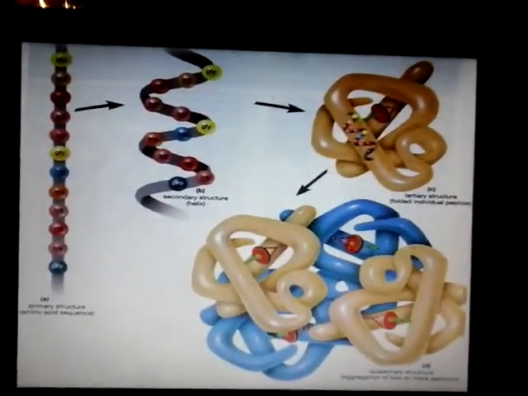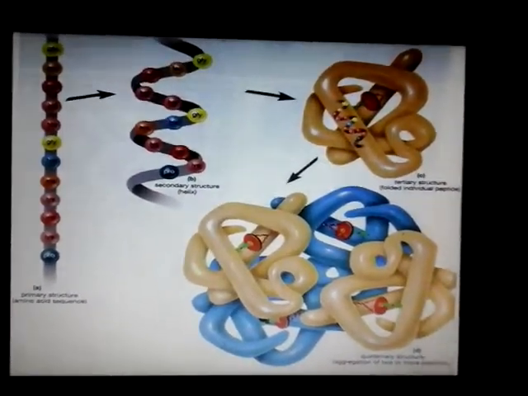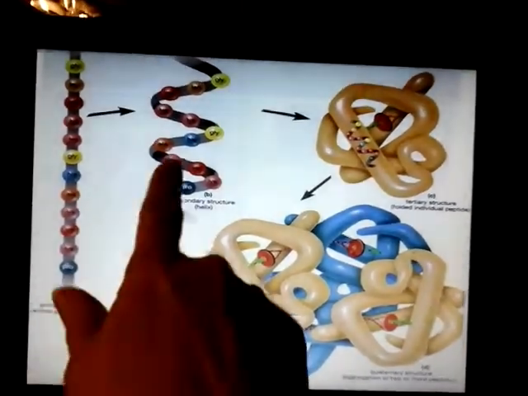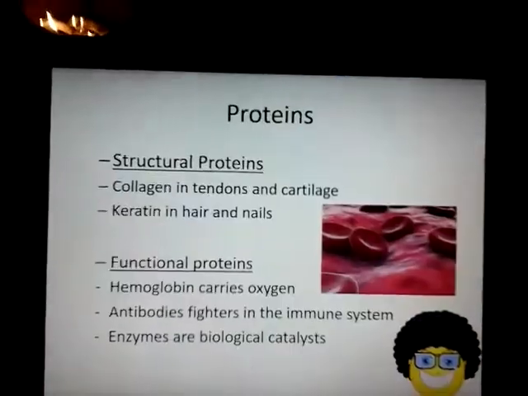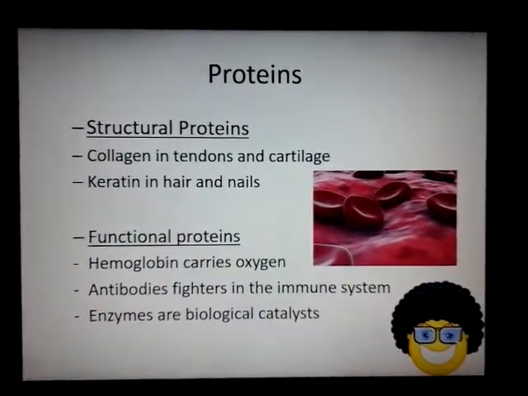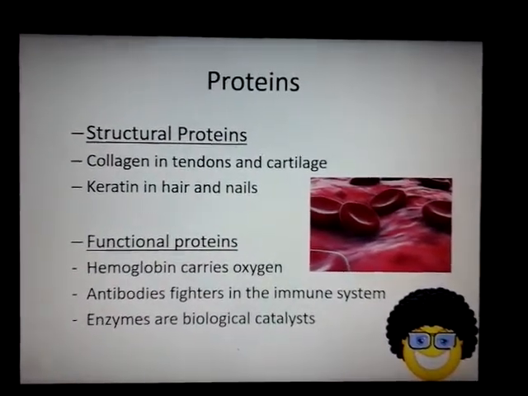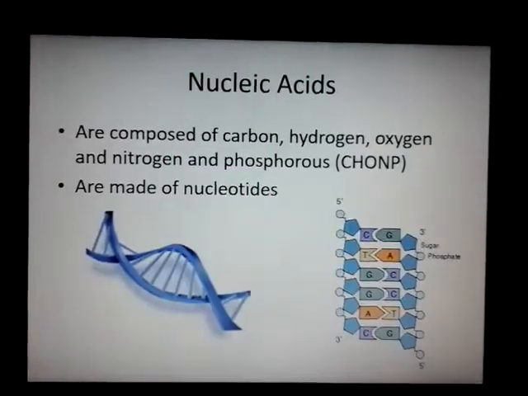And we talked about structure determines function, and how I can take just one protein, and by changing its shape, I can make it do lots of different things. And we talked about different things in our bodies that we use proteins for.